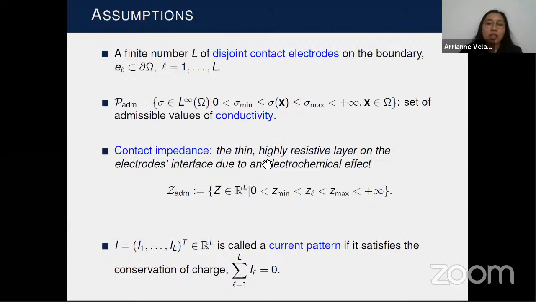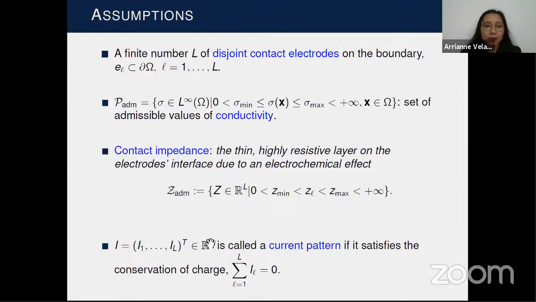We also define the thin, highly resistive layer on the electrode's interface due to an electrochemical effect as the contact impedance. And the set of admissible values of the contact impedance is the set of vectors which have elements that are bounded below and above by Z min and Z max. The current measure I is called a current pattern if it satisfies the conservation of charge. So the sum of the current measures across all electrodes is equal to 0.